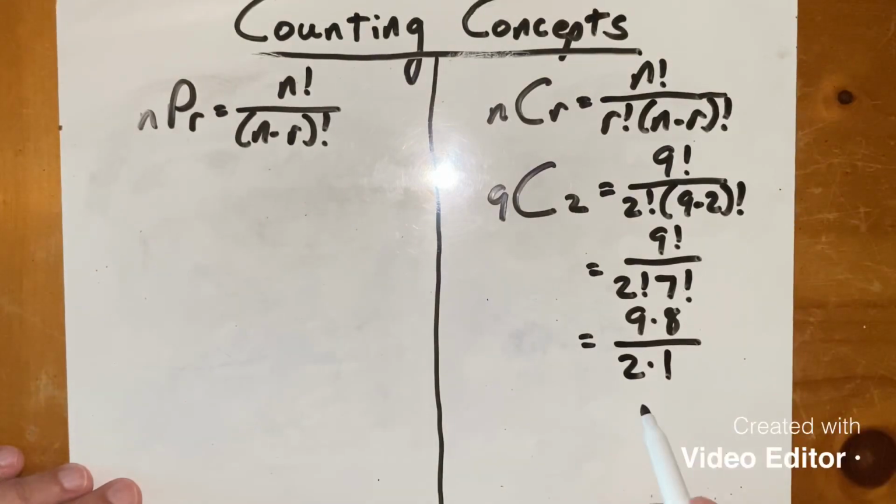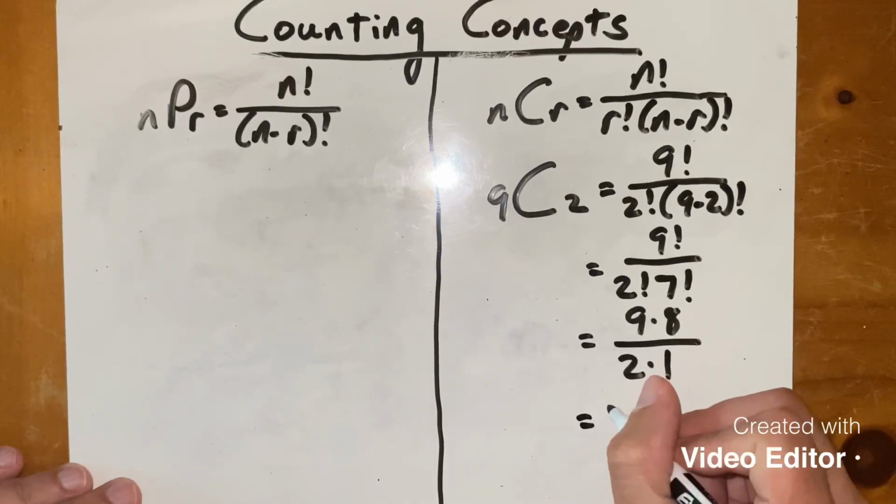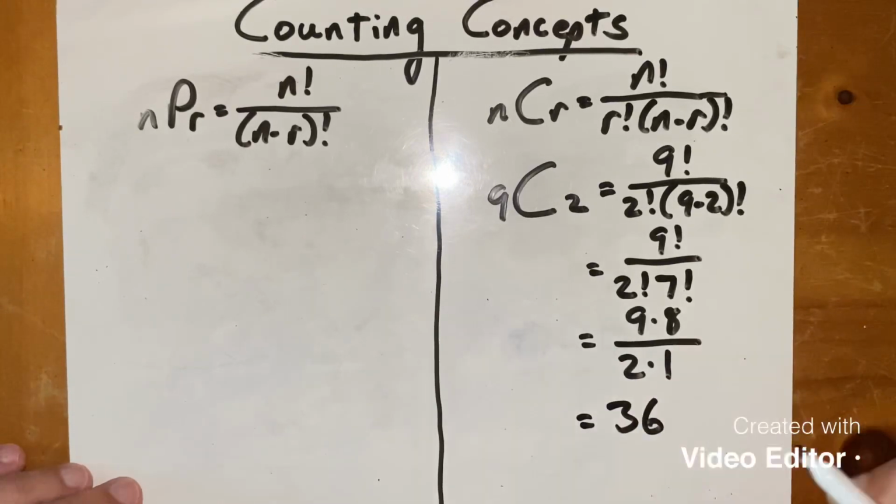Then let's simplify. 9 times 8 is 72, and then half of that, there are 36 different combinations of captains that I can choose out of those 9 players. Now, on the other hand, I want to determine which one's going to be my starting pitcher and which one's going to be starting at catcher.